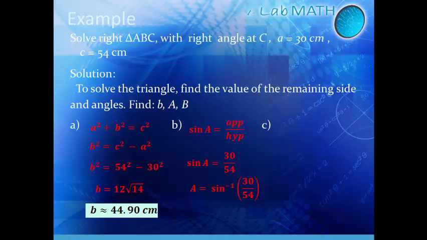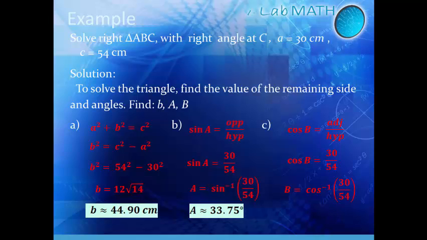We are now ready to solve for angle A using sine function. Sine A equals opposite over hypotenuse, and sine A equals opposite side measures 30, the hypotenuse side measures 54. So A is equal to the inverse sine of 30 over 54. The value of A is approximately 33.75 degrees.